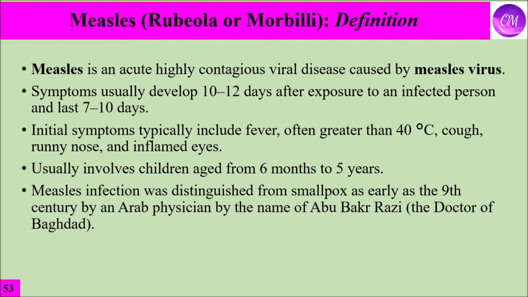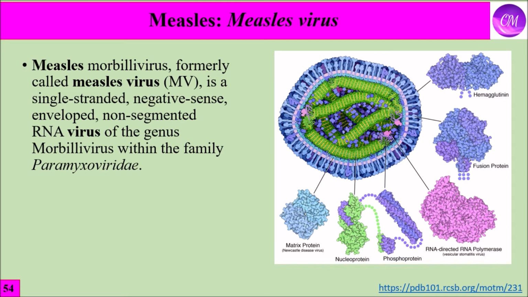Measles infection was distinguished from smallpox as early as the 9th century by an Arab physician by the name of Abu Bakr Razi, the doctor of Baghdad. Measles morbillivirus, formerly called measles virus, is a single-strand, negative-sense, enveloped, non-segmented RNA virus of the genus Morbillivirus within the family Paramyxoviridae.